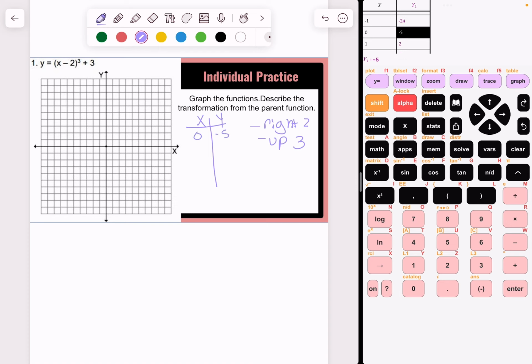We have 0, -5. 1, 2, 2, 3, 3, 4. All right, that's pretty much it. All right, and they did not tell us where to start or stop, so we are going to put arrows here, and that is our graph.